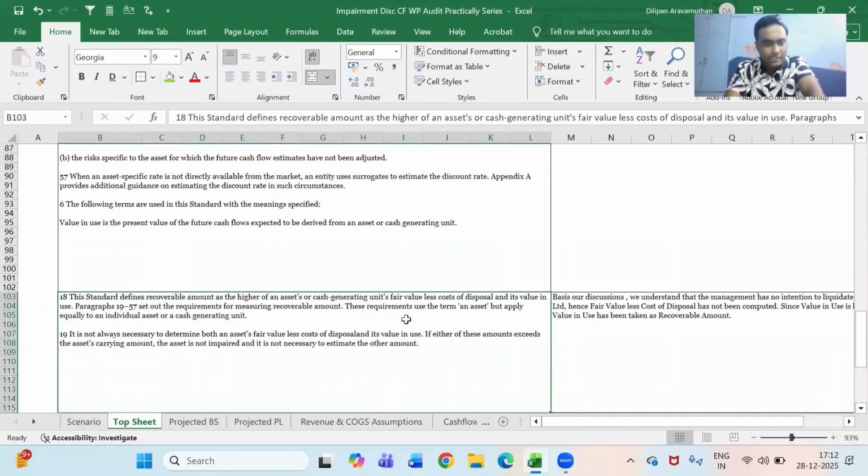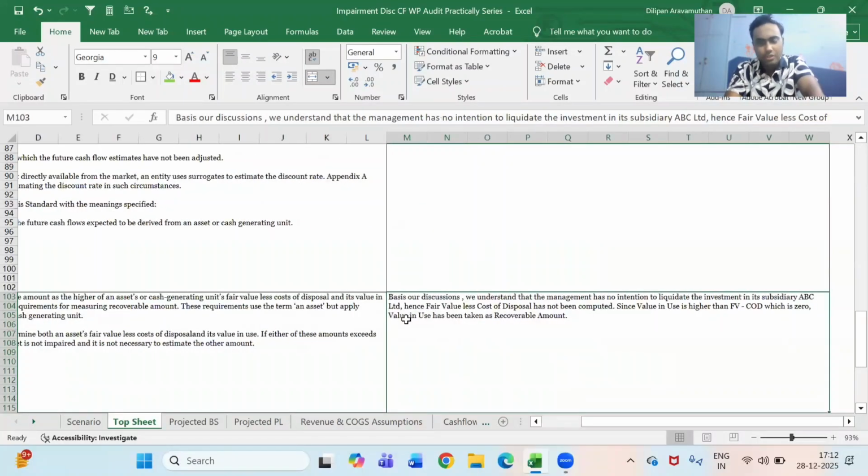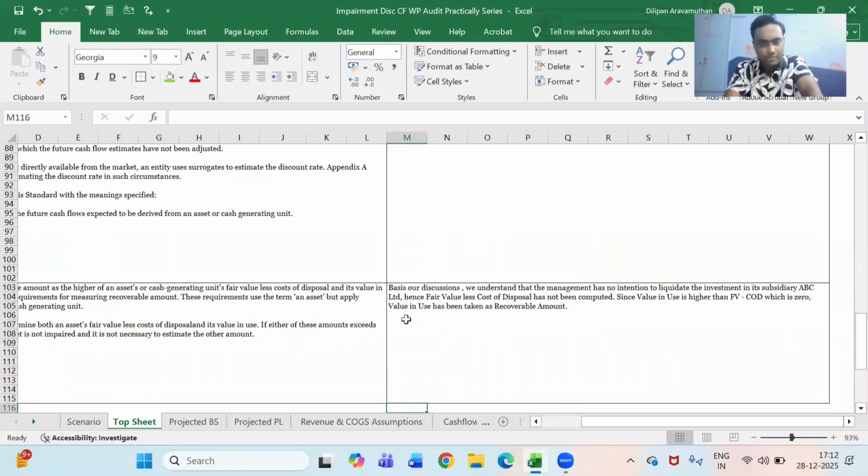Next. So basically, it says that your recoverable amount is going to be your fair value less cost of disposal or value in use, whichever is higher. And as we had already discussed, the management does not have any intention to dispose of the stake in ABC Limited. So the value in use is going to be higher than the fair value less cost of disposal, because fair value less cost of disposal in this example is 0. I hope that is very clear.